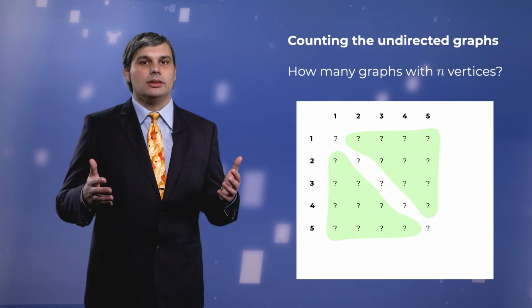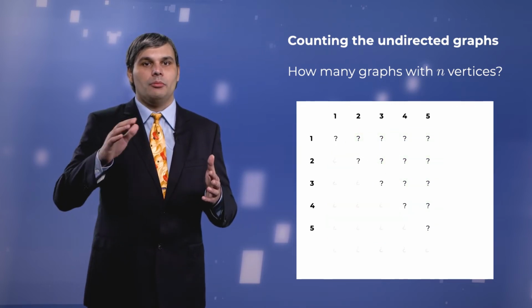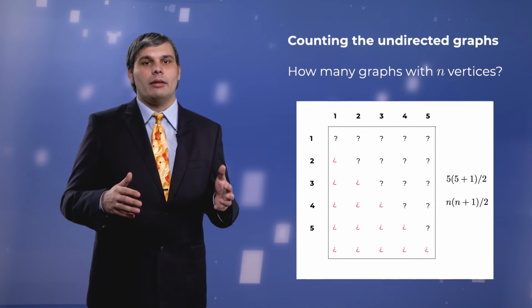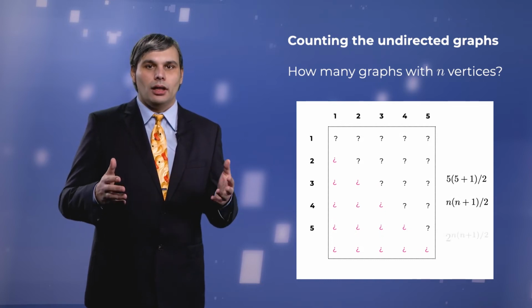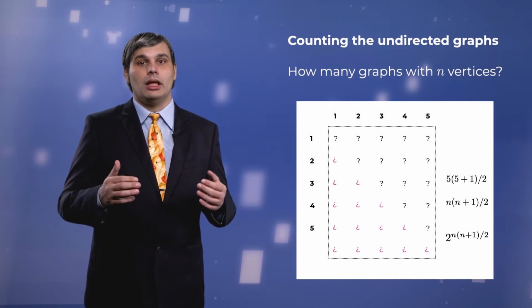How many independent choices do we have? The number of choices is the number of elements of the top half plus the diagonal. We can find out these are n times (n plus 1) over 2. This is the number of binary choices. So in total, we have 2 to the power n times (n plus 1) over 2 total graphs.